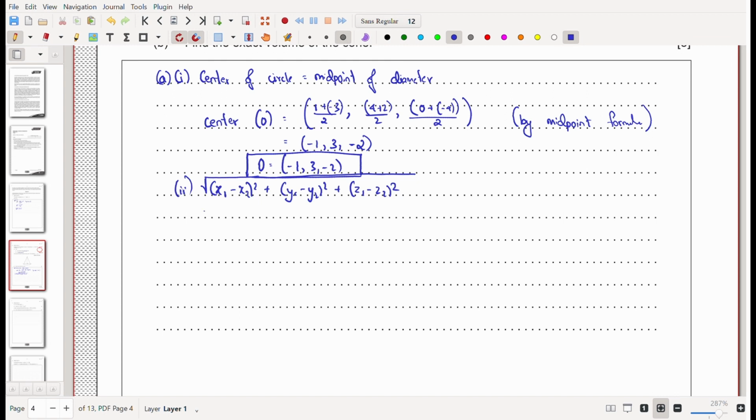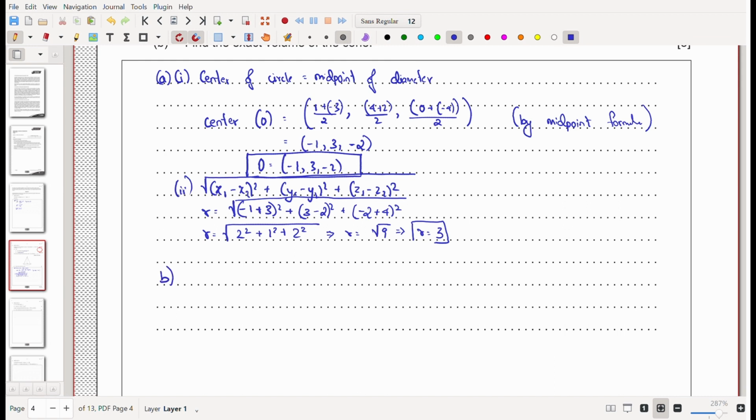So let's call this r is equal to root over, yes, so we'll start with minus 1 minus 3 whole squared plus 3 minus 2 whole squared plus minus 2 plus 4 whole squared. So overall, this gives us r is equal to root over 2 squared. Oops, this is minus 1 plus 3, guys. So 2 squared plus 1 squared plus 2 squared. Therefore, r is equal to root over 9. r is equal to 3.